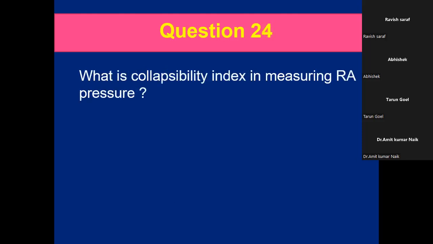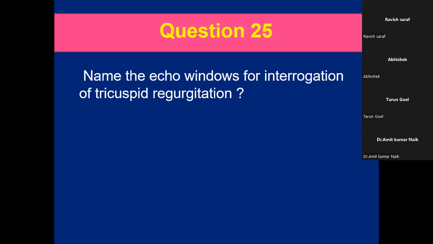Okay. What is collapsibility index of measuring RA pressure? Anybody who's not comfortable with the questions can leave any time in between. What is collapsibility index of RA pressure measurements? No answer? I don't know. All right, last one for you. Name the echo window for interrogation of tricuspid regurgitation. I pass on, sir. All right, thank you.